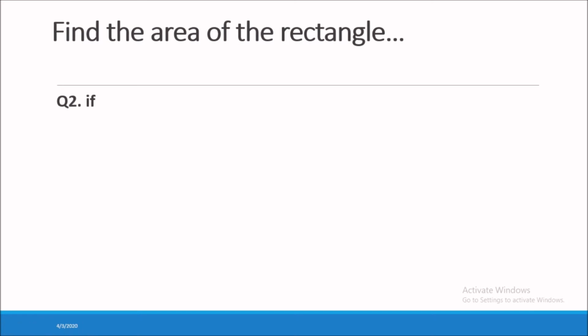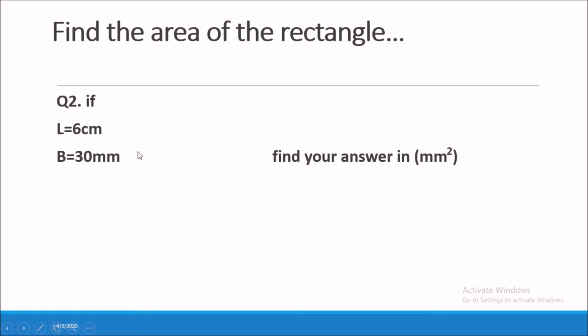Question 2 says, the length is 6 centimeter and the width or breadth is 30 millimeter. Both are different, one is big and one is small. The answer we have to find in millimeter square. So we will convert centimeter into millimeter, this 6 centimeter into millimeter. Keep in mind 1 centimeter equals 10 millimeter. So 6 multiplied by 10 equals 60 millimeter.